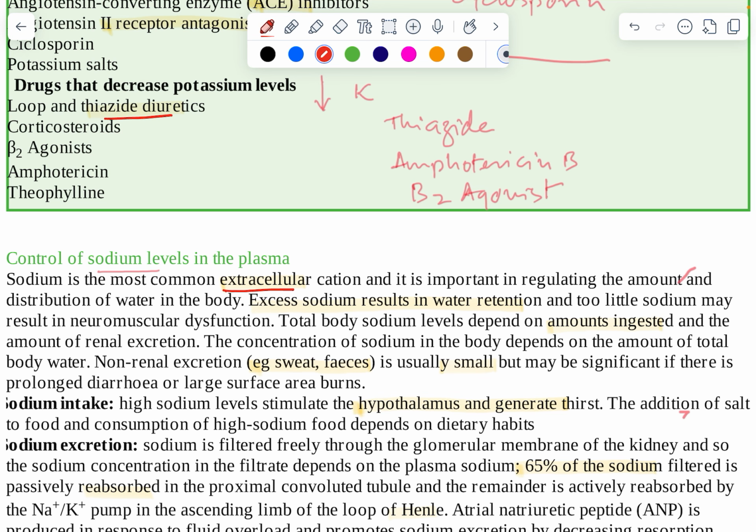Sodium is controlled mostly in the extracellular fluid. It is important in regulating the amount and distribution of water. Sodium results in water retention. Excess sodium retention causes water retention. Too little sodium may result in neuromuscular dysfunction.